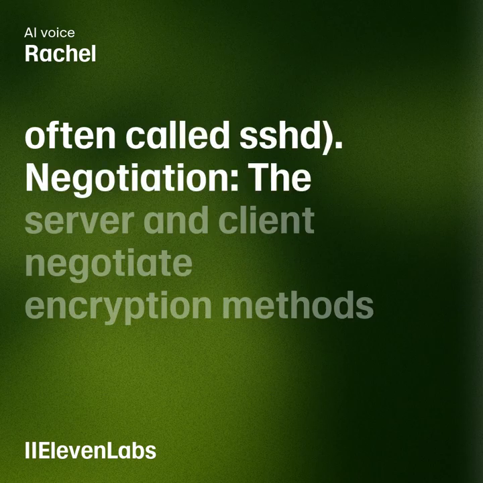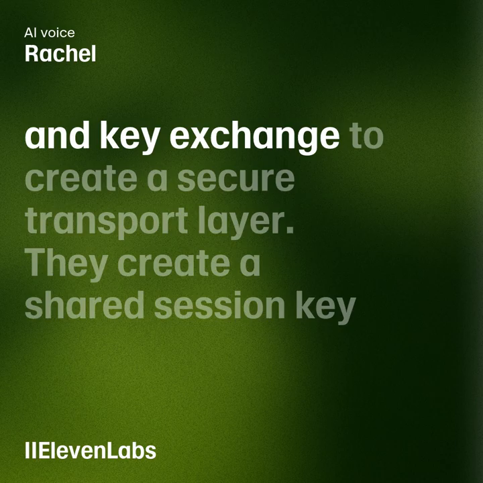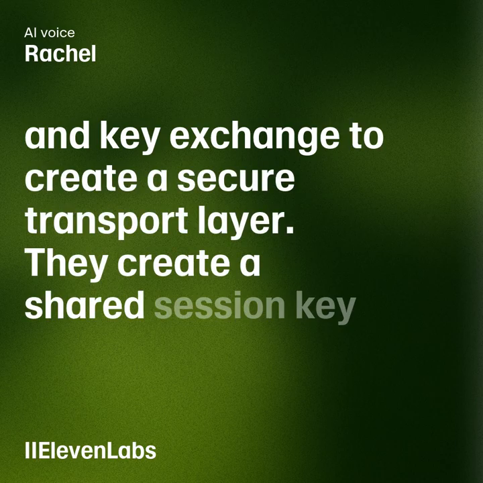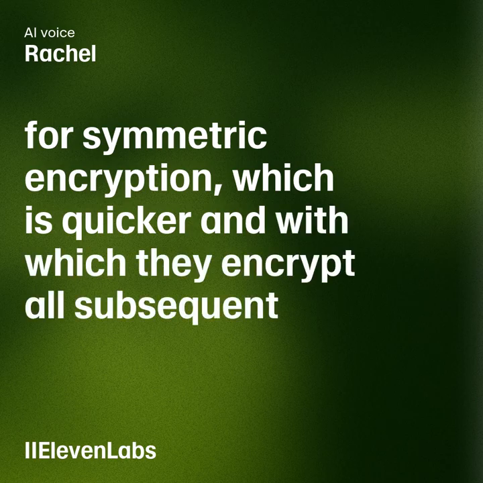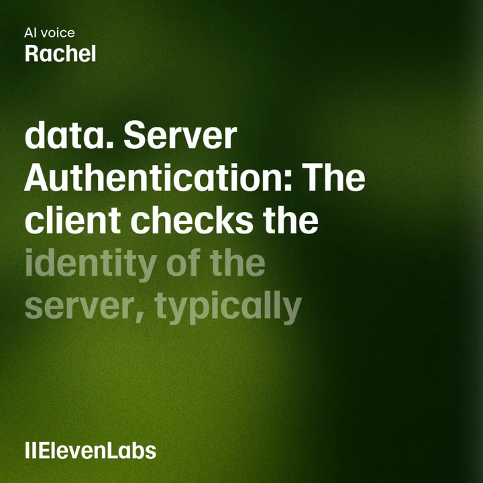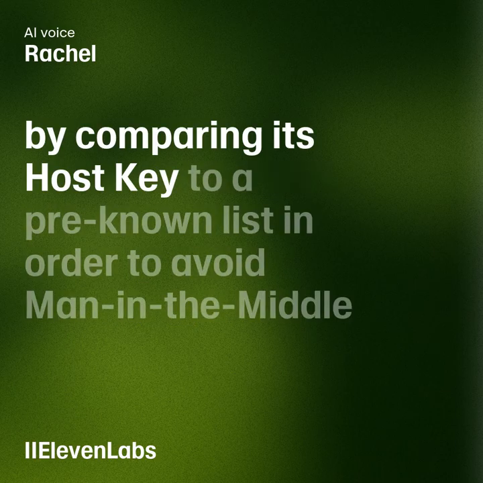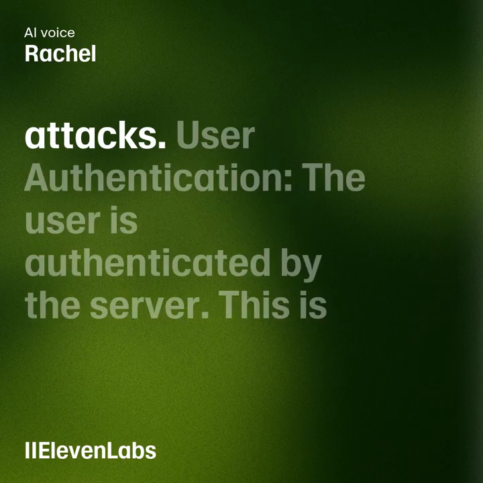Negotiation: the server and client negotiate encryption methods and key exchange to create a secure transport layer. They create a shared session key for symmetric encryption, which is quicker and with which they encrypt all subsequent data. Server authentication: the client checks the identity of the server, typically by comparing its host key to a pre-known list in order to avoid man-in-the-middle attacks.